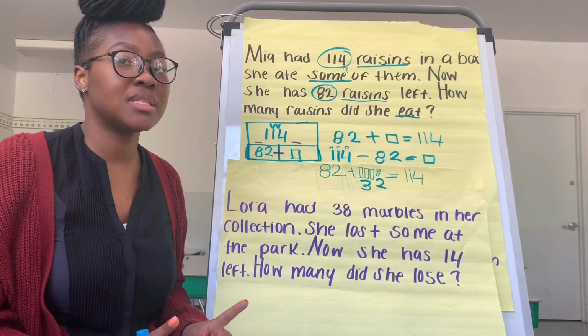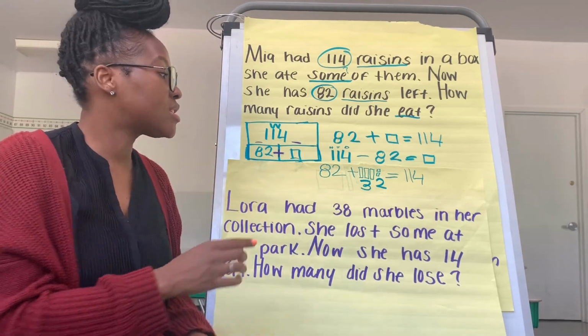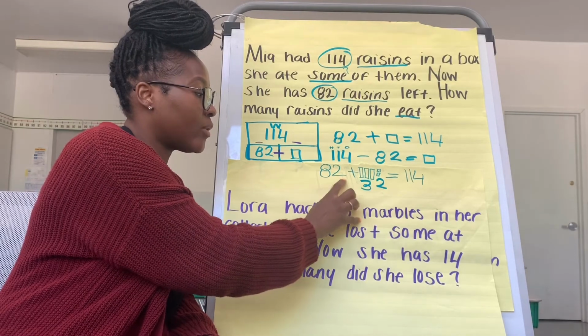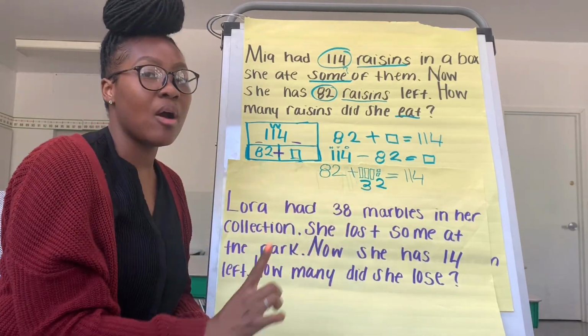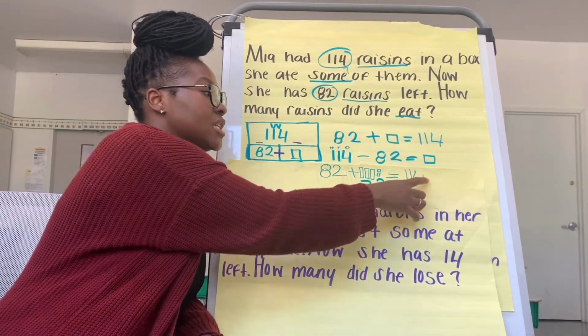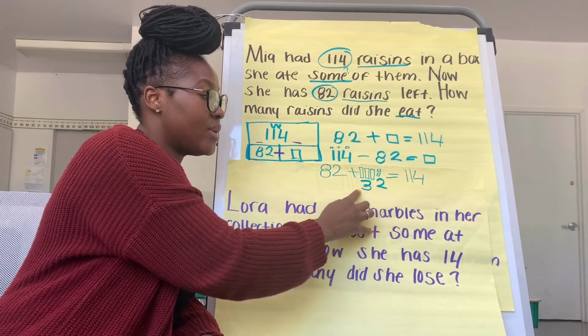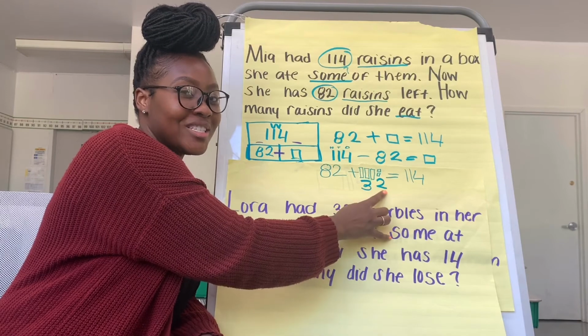So today we used count up to find the missing part or unknown part. So when we use count up, we start with the known part, the part that we already know, then we count up until we get to the whole. The number that we counted up is our missing part.